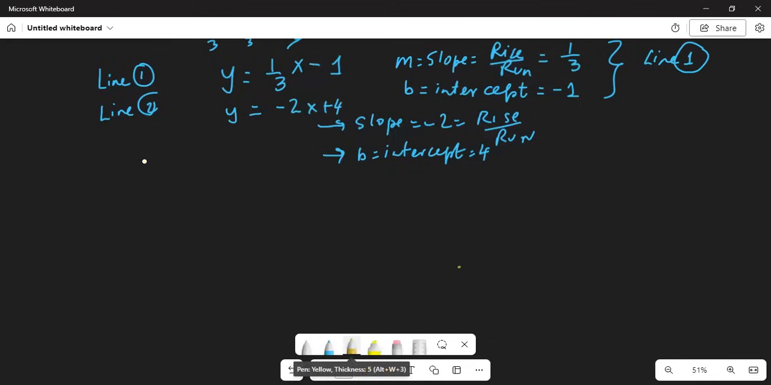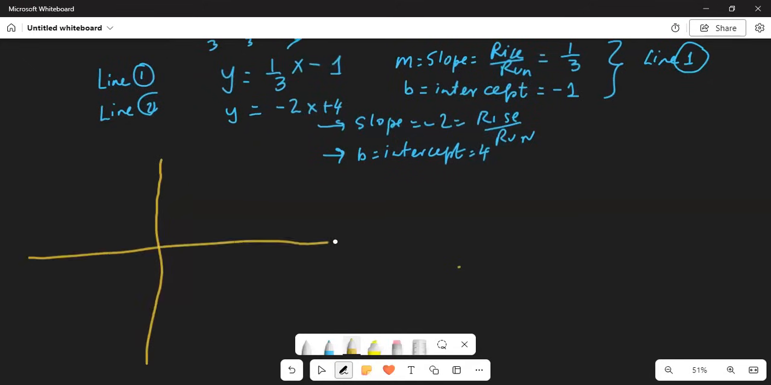Okay, so remember, I'm going to draw both line 1 and line 2 on the same XY coordinate system. Okay, so let's try the first one. Its intercept is -1. Let me draw a better XY coordinate system.